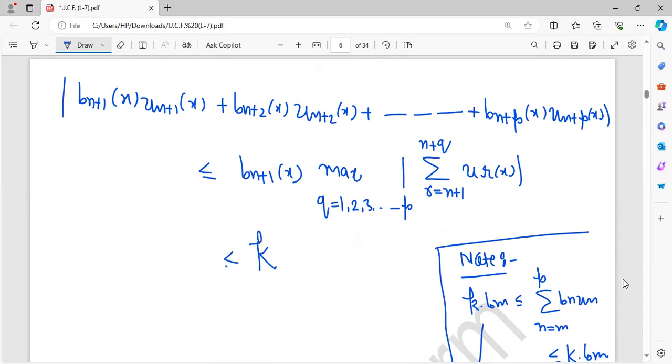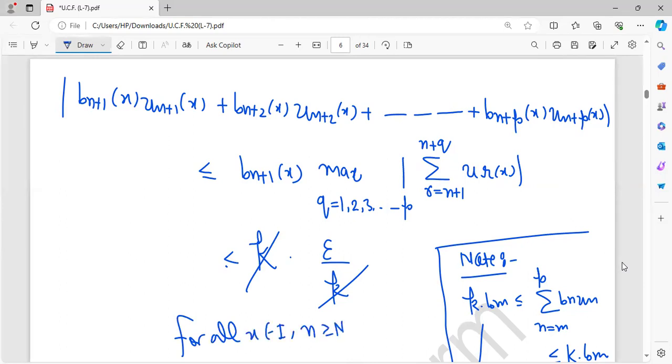this, which is less than or equal to, and strictly less than, for all x belongs to I and n greater than or equal to capital N and p greater than equal to 1. So what does it mean? So this is epsilon. So this is strictly less than epsilon. So what does it mean? So write it in a proper way.